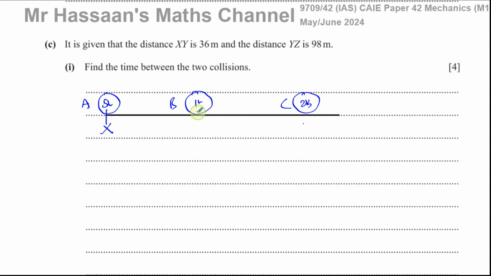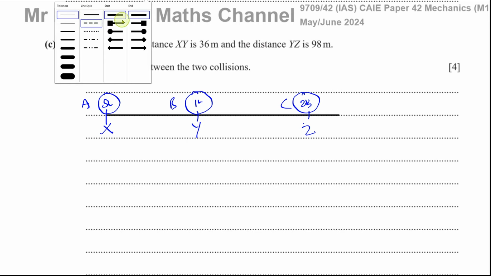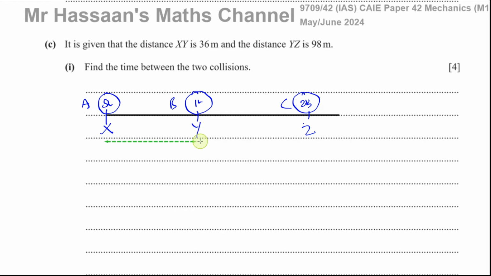So it says the distance between X and Y is 36 meters. So this distance here is 36 meters. And this distance here, YZ, is 98 meters. So here we have 36 meters and here we have 98 meters. So we're going to find the time between the two collisions. So the first collision took place when A hit B. Okay, let me draw A separately.